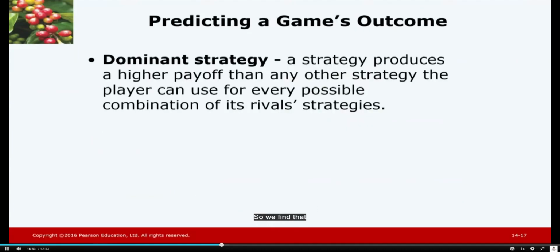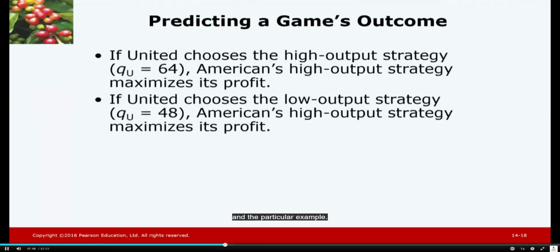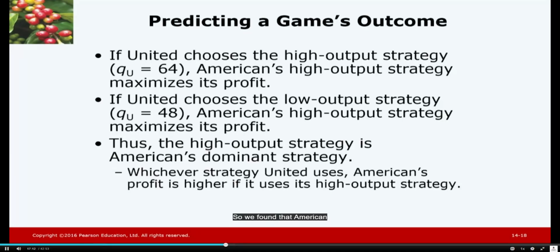So we find that a dominant strategy is a strategy that produces a higher payoff, regardless really of what the other firm is doing. So for both output combinations, each firm has a dominant strategy to produce the higher output. So we went through this in the particular example. We found that American had a dominant strategy to produce a higher output, and so did United.